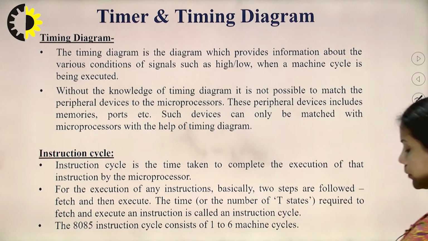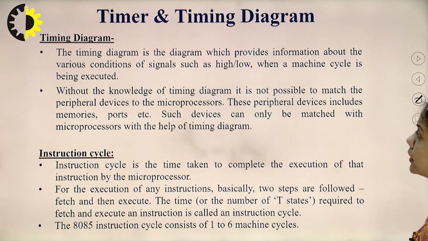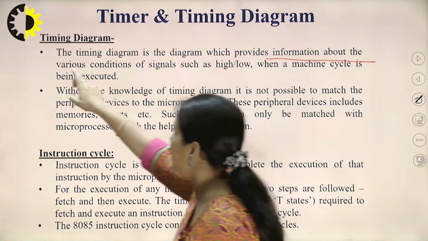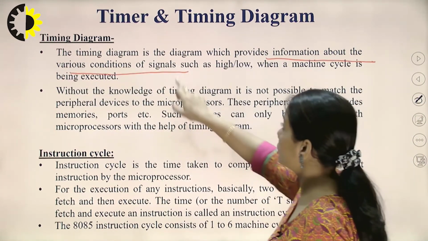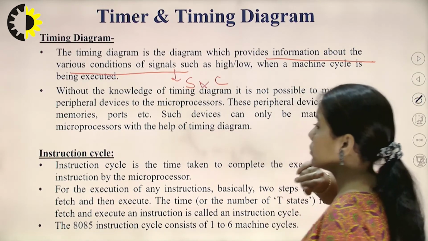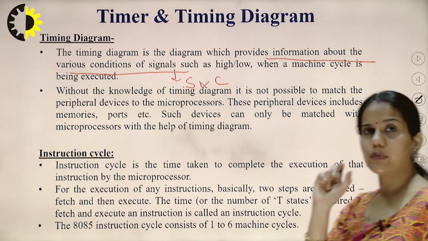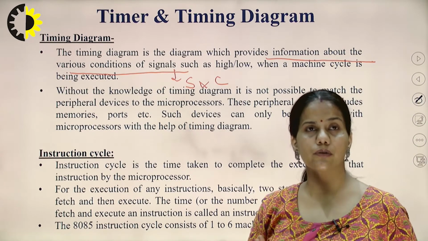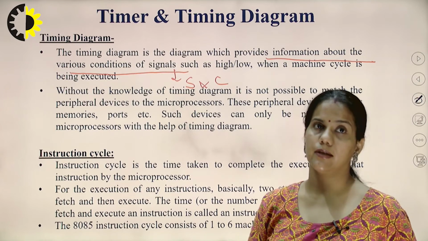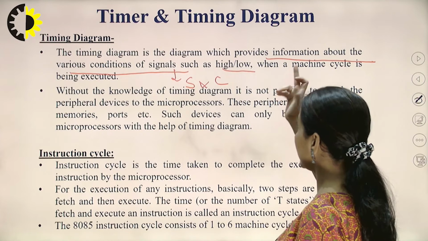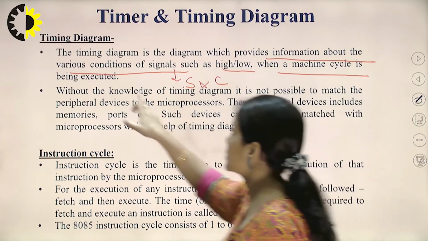Now when we talk about the timing diagram, it is the diagram which provides the information about the various conditions of signals. Which signals? These are the status and control signals. So the timing diagram basically tells about the various status and control signals during the execution of any instruction. So these can be high or low when a machine cycle is executed.